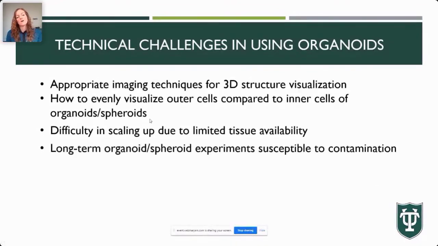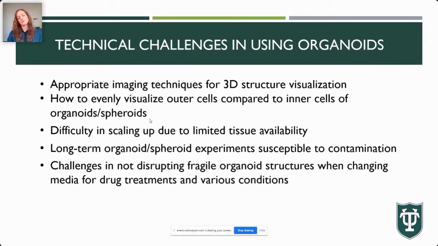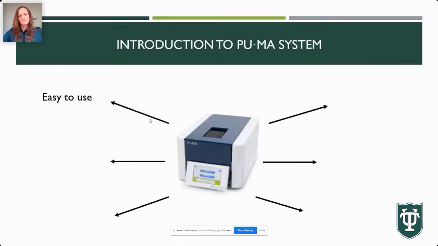And then these longer-term organoid or spheroid experiments, sometimes going on for more than 2 or 3 weeks, were susceptible to contamination. There were also challenges in not disrupting the really fragile organoid structures when we were changing out the media for drug treatments in various conditions. Not all organoids form a nice, tight 3D structure, and we didn't know if our cytotoxicity effects were due to traumatic disruption of the organoid structures when we were changing out the media or the drug itself.